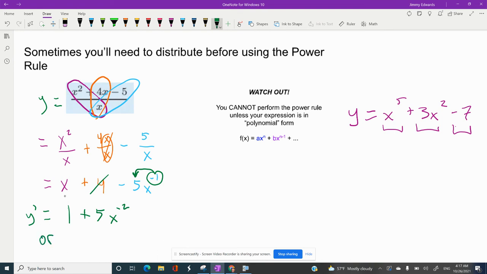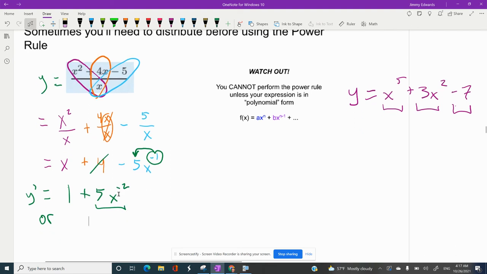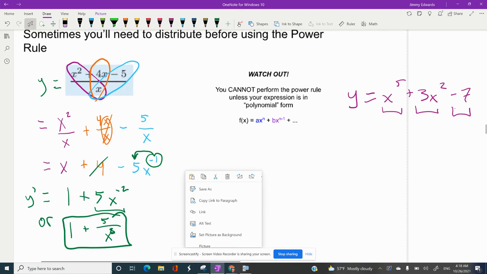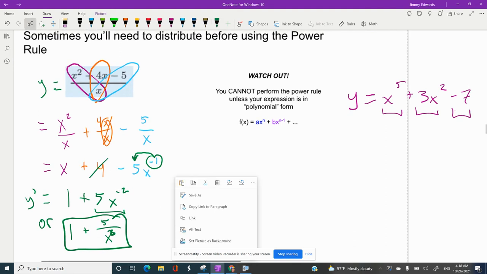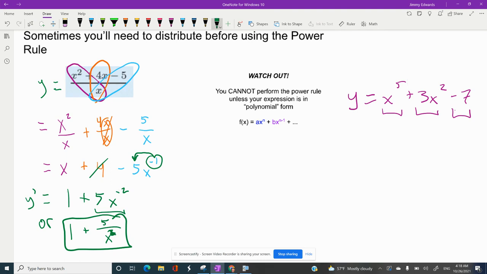Some textbooks, you'll see this rewritten so that we don't have any negative exponents, the simplest form. So we may see 1 plus 5 over positive x squared. Let me write that a little bit better. Okay, there we go. So you may have to do the distributive property before you can do the power rule.